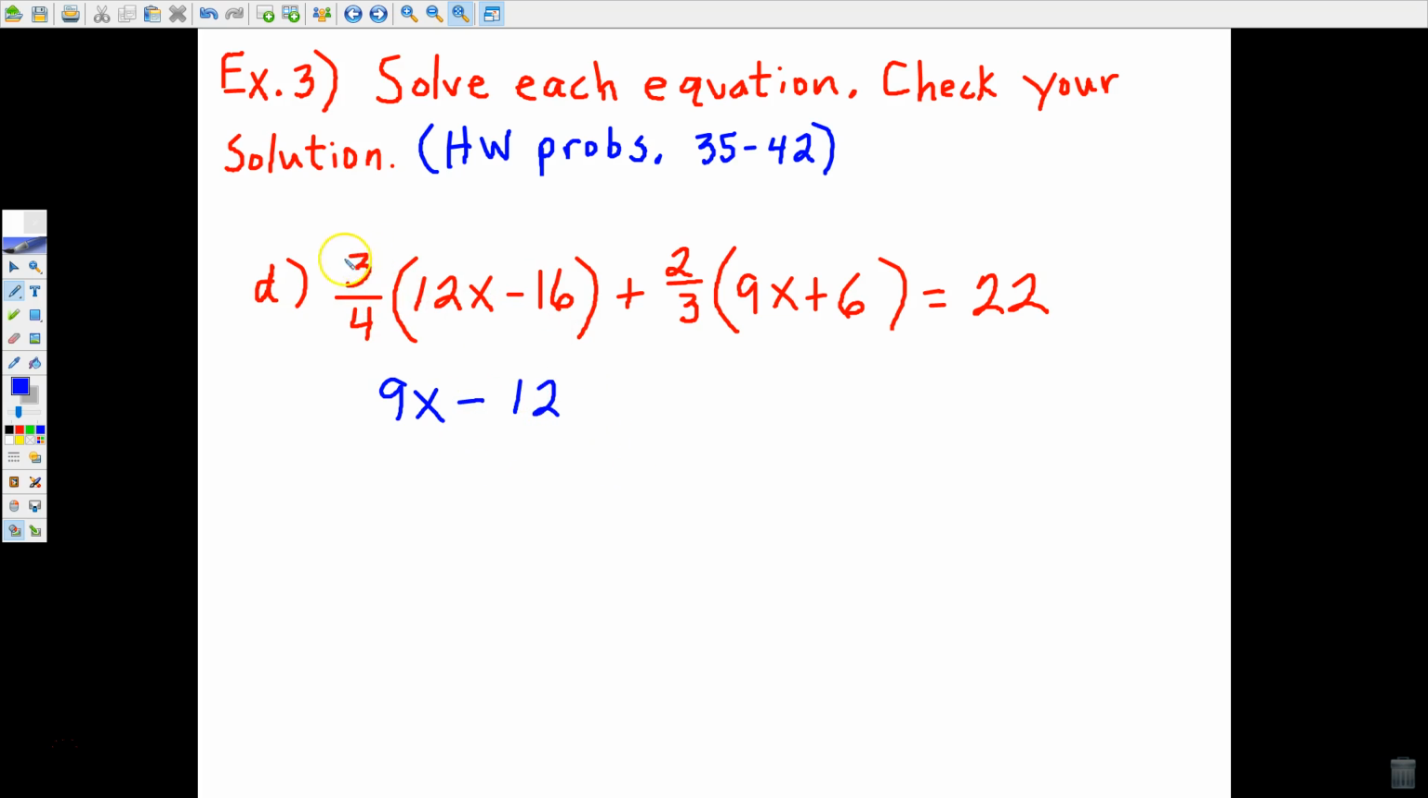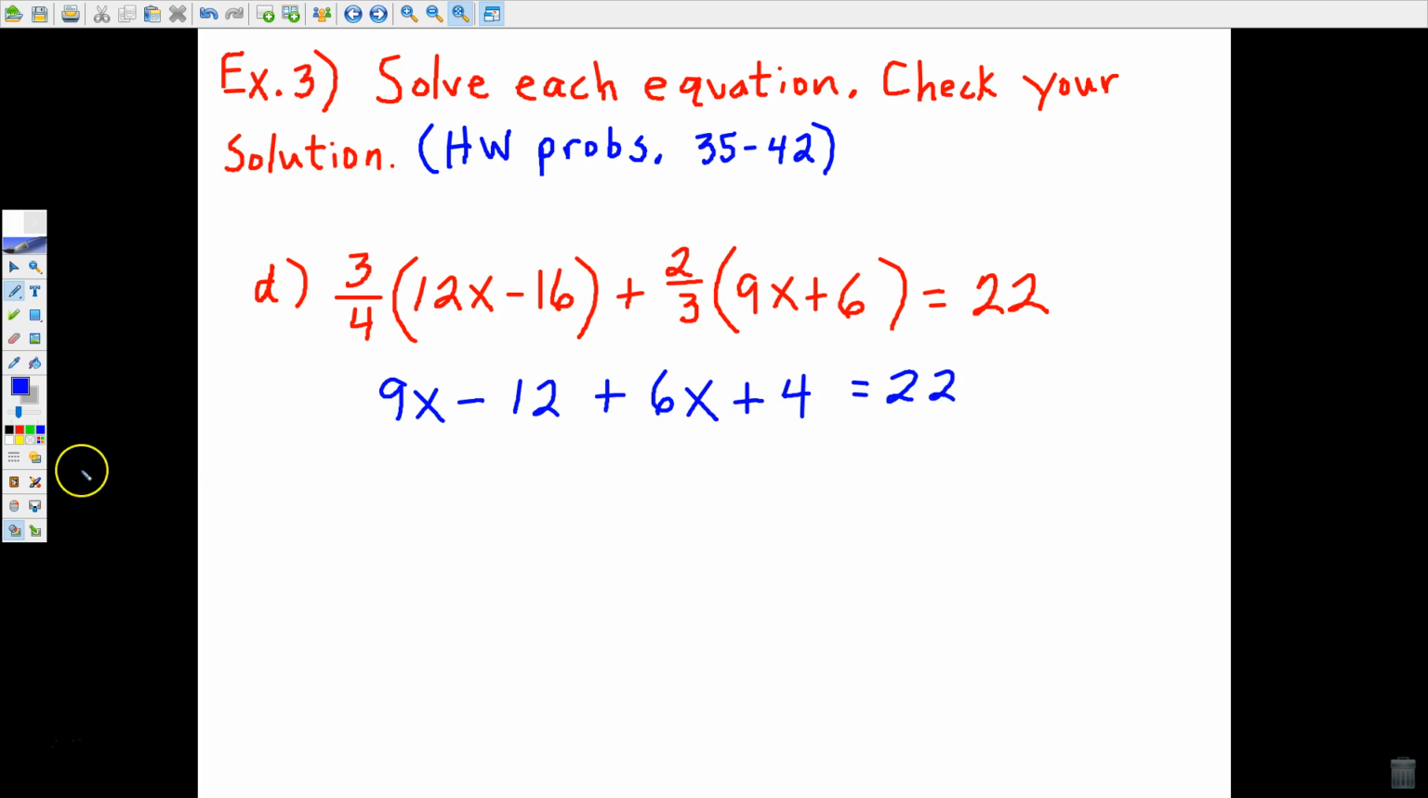Okay, or you could have said 3 times 16 is 48. 48 divided by 4 is 12. All right, let's do the same thing over here. 3 goes into 9 3 times. 3 times 2 is 6. That's 6x. 3 goes into 6 2 times. 2 times 2 is 4.